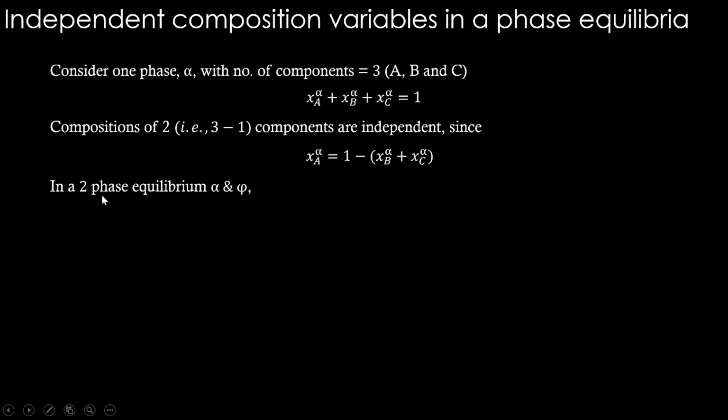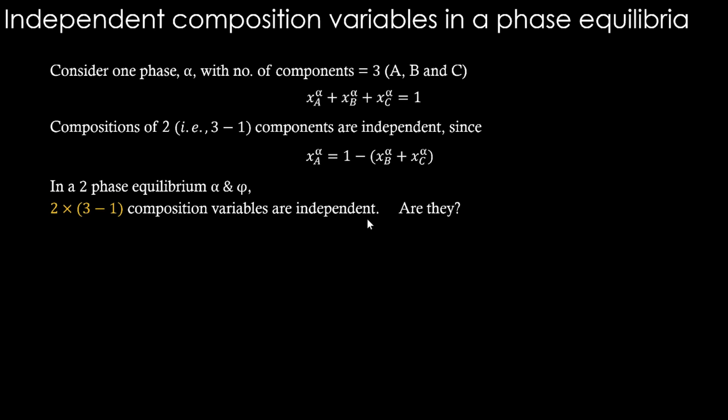So in a two-phase equilibrium, now this is about one phase, right? In alpha phase this is true. If we have 2 phases, alpha and phi, then 2 multiplied by 3 minus 1, the same 3 minus 1 we are taking here and multiplying with 2 because there are 2 phases. That many composition variables are independent. This is what we would like to conclude.